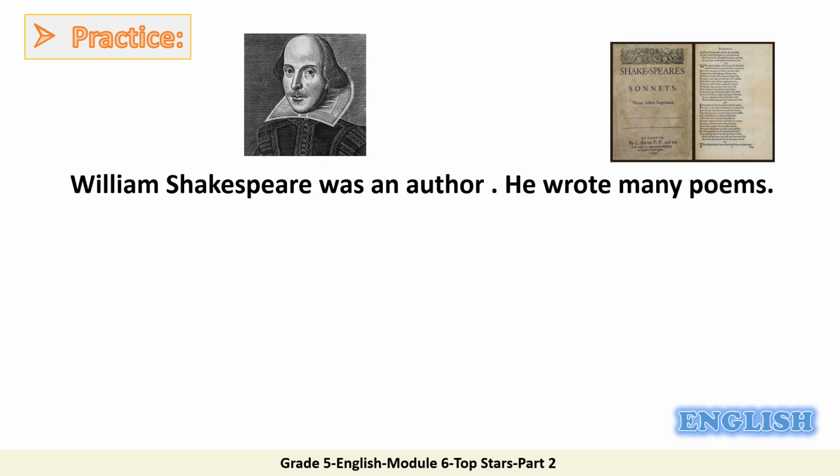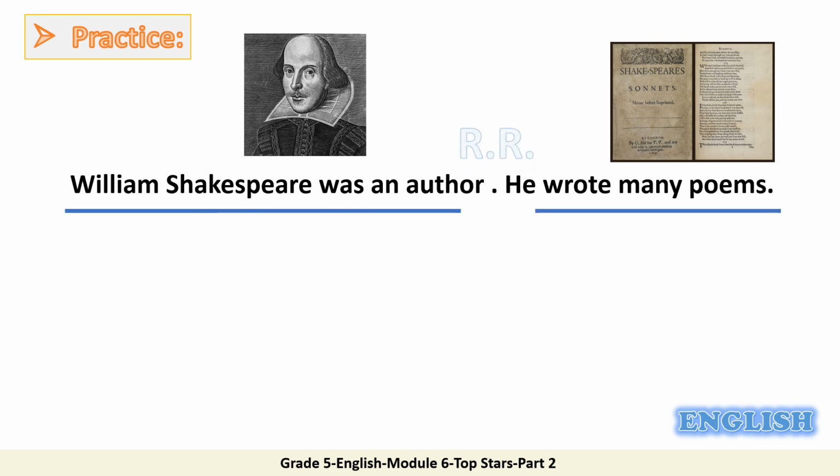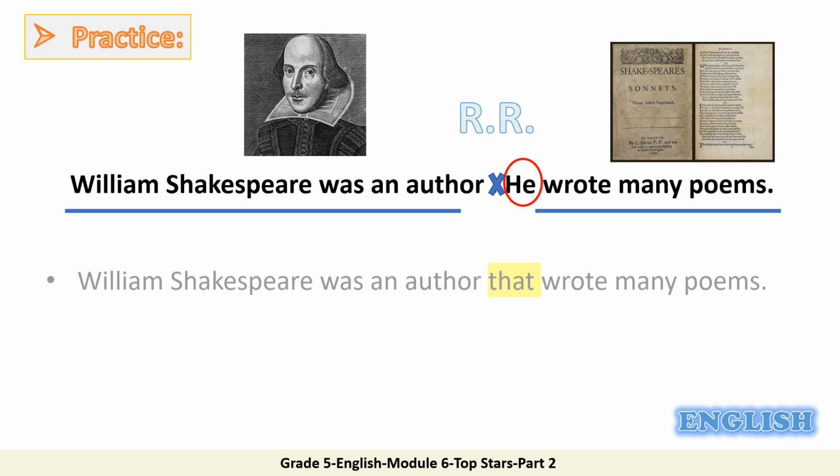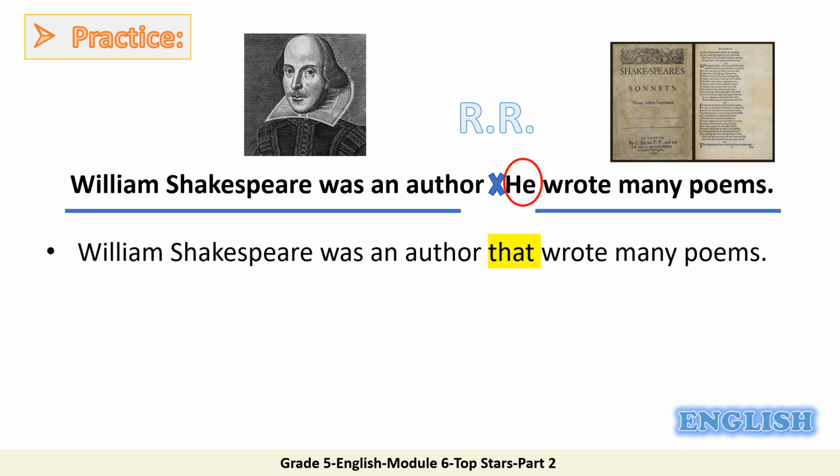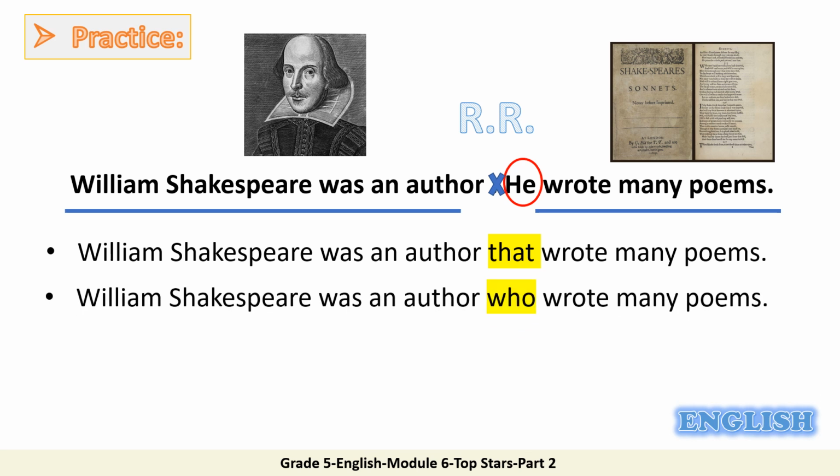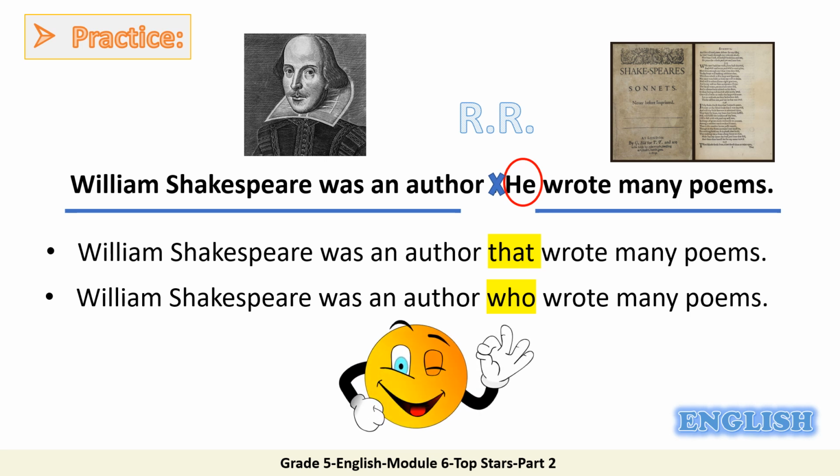Practice more and take this example. William Shakespeare was an author. He wrote many poems. Use RR. You can start now. Show me your work. Excellent. Remove the full stop and replace the word he. It will be William Shakespeare was an author that wrote many poems. Or we can say William Shakespeare was an author who wrote many poems. Great work!